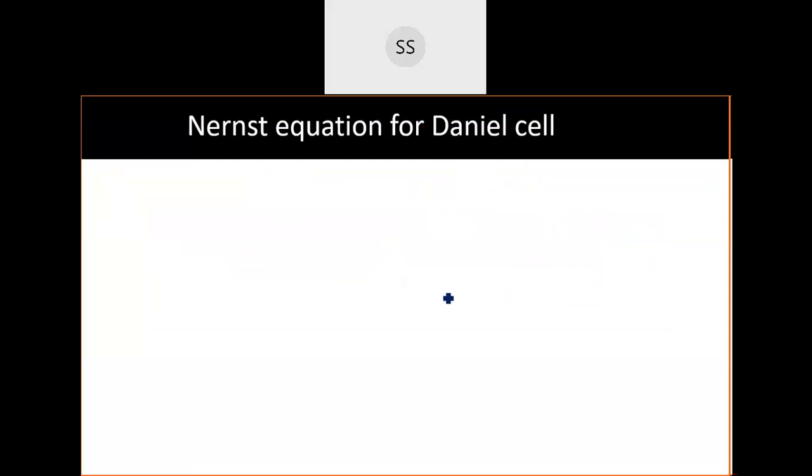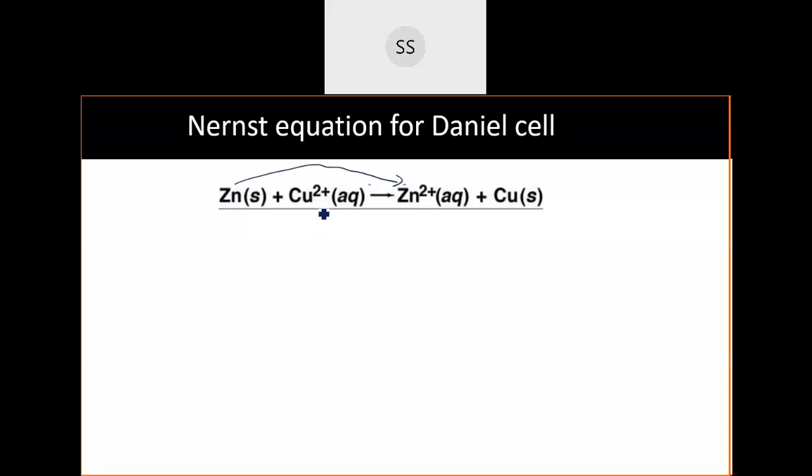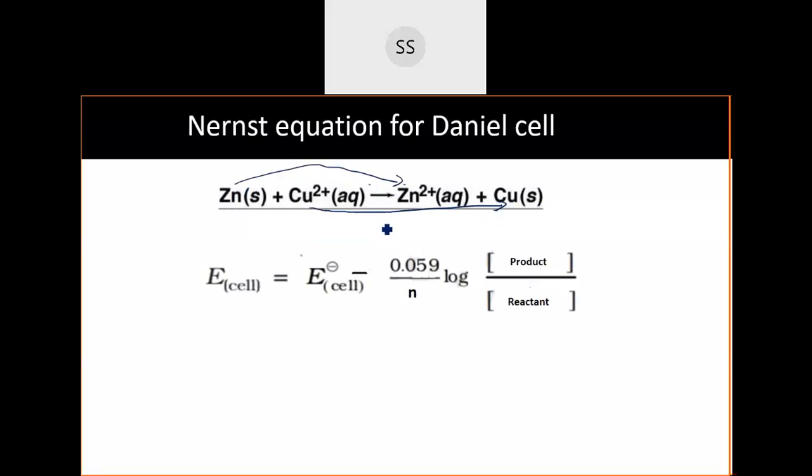Now the same equation, how will you write it for the Daniell cell? The Daniell cell equation is this way. Zinc undergoes oxidation giving you Zn2+ ion, and copper undergoes reduction, giving you Cu2+ to Cu. So for this you have to write the Nernst equation. E cell is equal to E naught cell minus 0.059 by n log of product divided by reactant. Write this equation first, and then you substitute what is there on the reactant side and what is there on the product side.